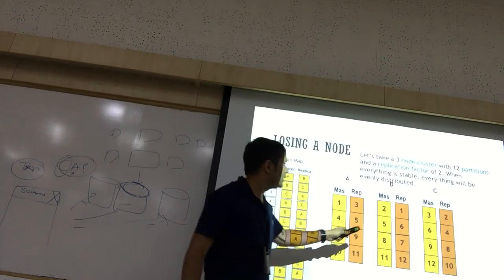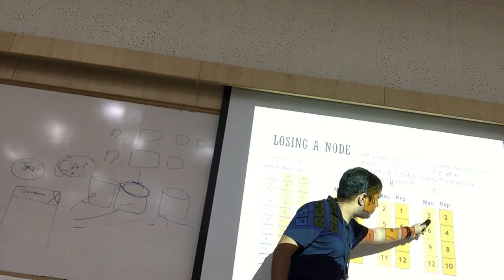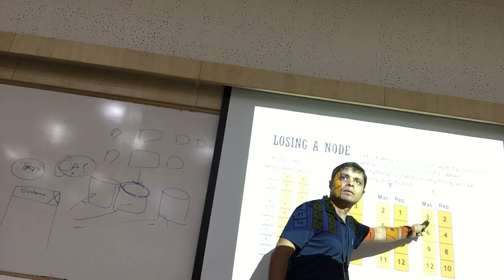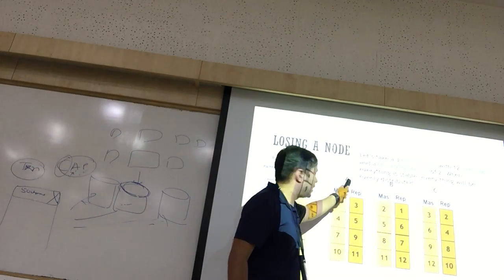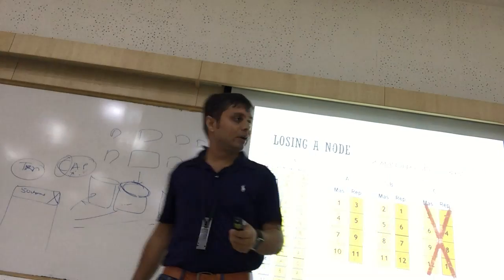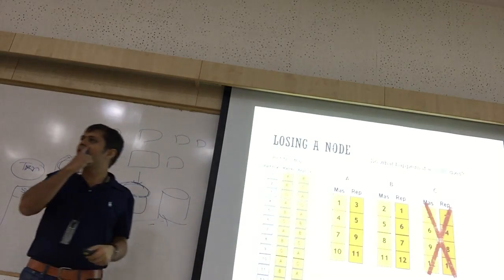Okay, this is understood, right? When I make an update to 3, what happens? It replicates to A, right? So far so good, right? So now if C goes down, where does the client connect to?